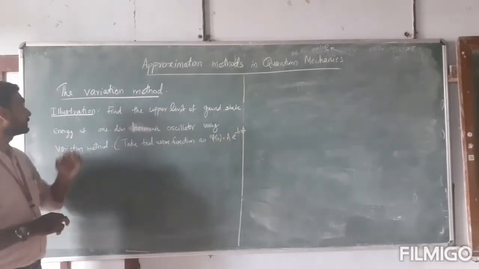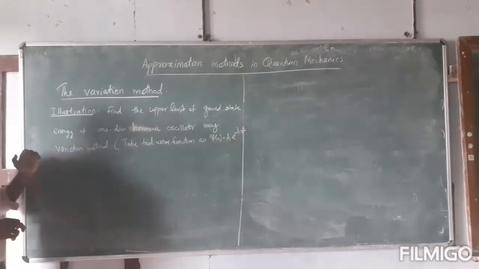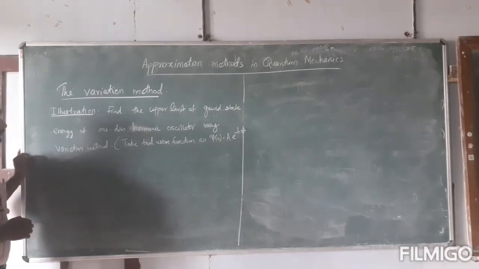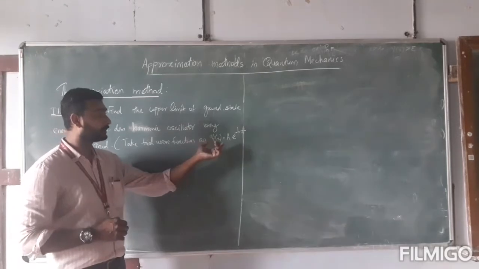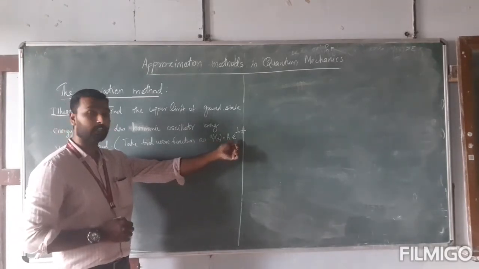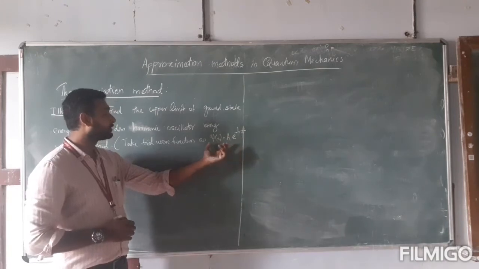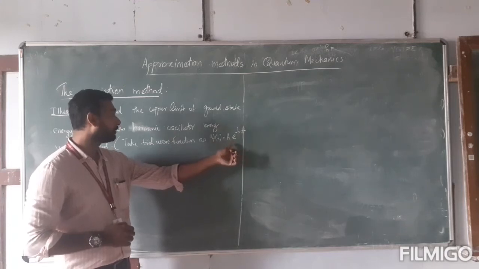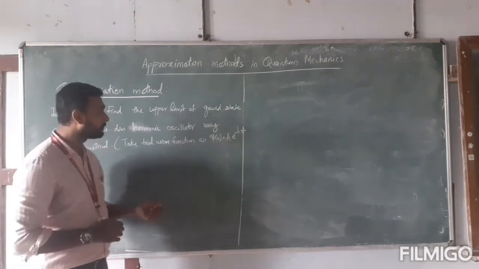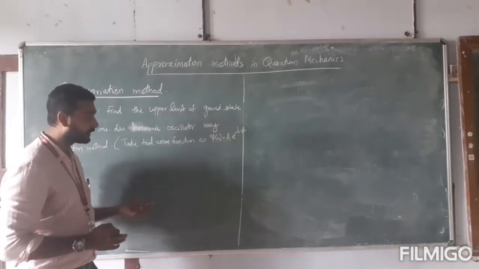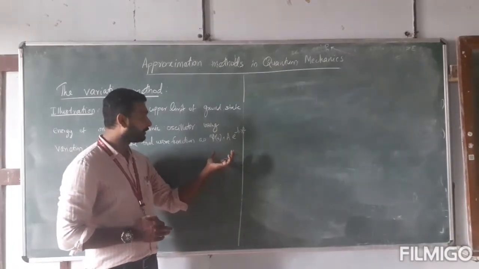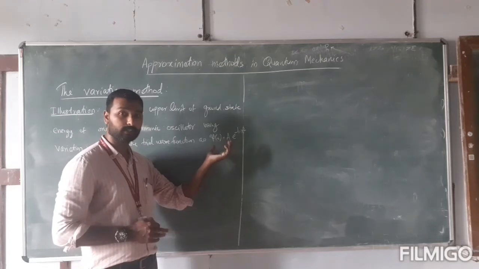Finally, we can have an illustration on the variation method. We have a simple problem here. Find the upper limit of the ground state energy of a one-dimensional harmonic oscillator using the variation method. The question itself says that you can use a trial wave function of the form psi of x equals A e raised to minus b x square. This is a Gaussian function, and capital A and small b are two parameters. But we are not sure whether it is normalized or not, so better we normalize it first and see what the exact form of the wave function would be.